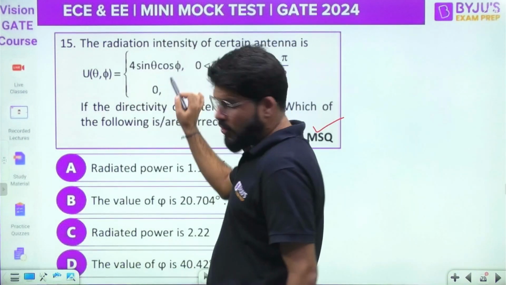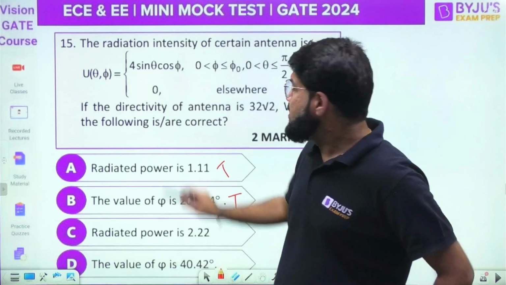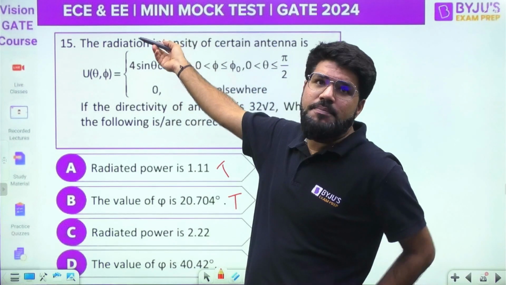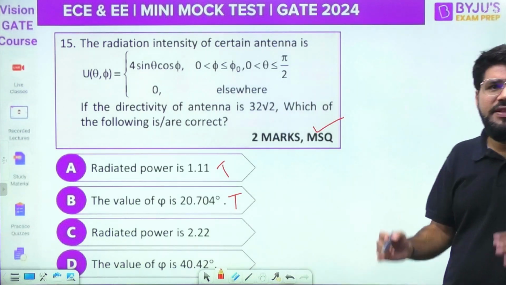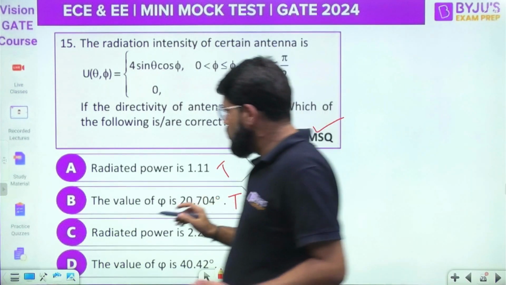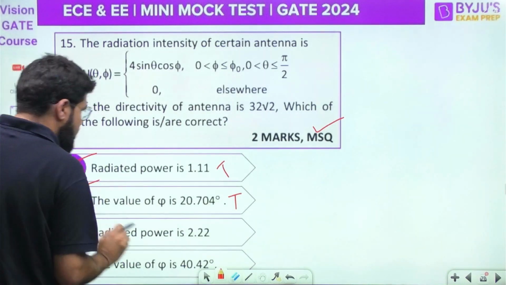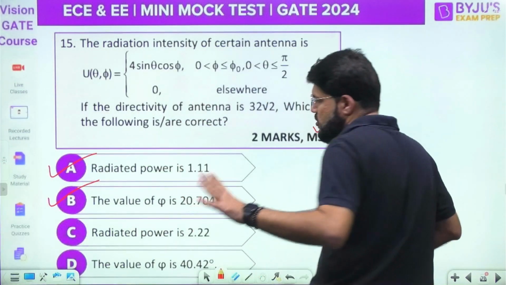If it had been sin phi here, then I think we would be in trouble, because the maximum value of sin phi is at phi pi by 2. But pi by 2 should be within the range. Okay, so this is okay. True. The correct answer is A and B. The correct answer is both A and B for this MSQ question.